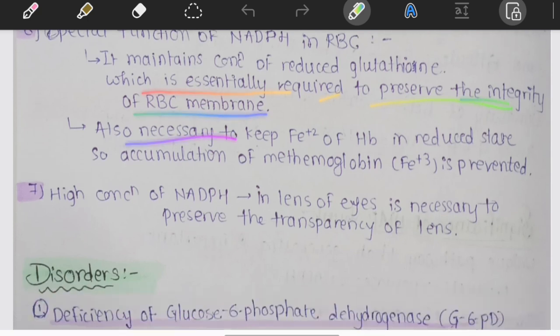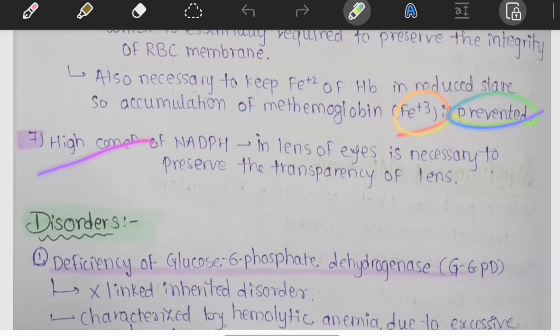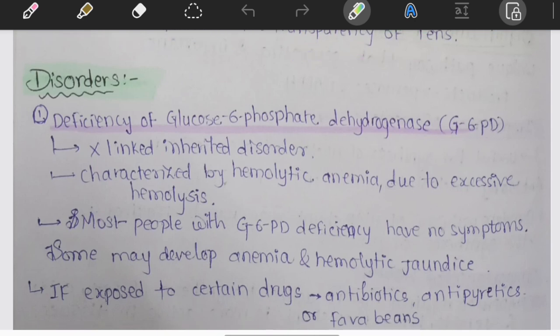It is also necessary to keep the ferrous iron of hemoglobin in a reduced state, so accumulation of methemoglobin is prevented. A high concentration of NADPH in the lens of our eyes is necessary to preserve the transparency of the lens. And finally, we will see the related disorders of the HMP shunt.